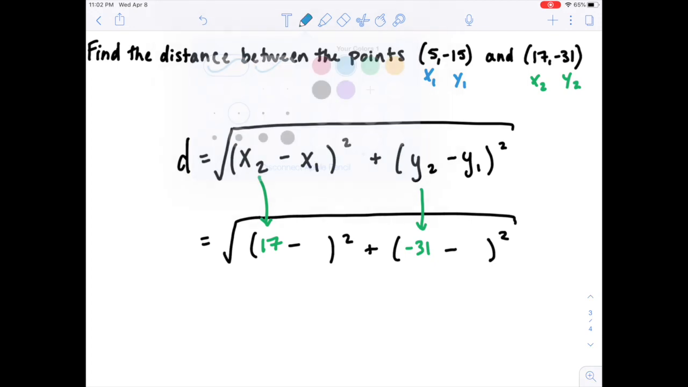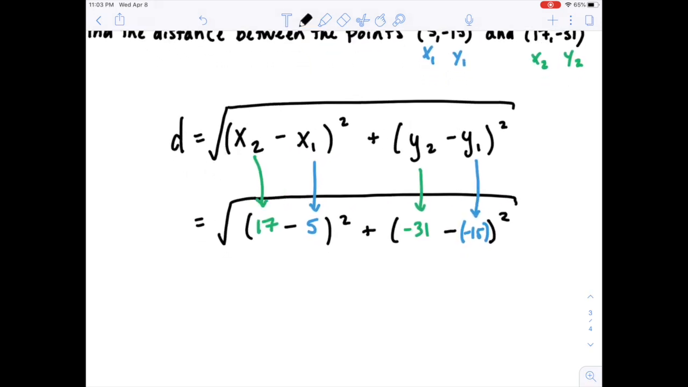Okay, switch over to blue. x1 is my blue x-coordinate, that's 5. And finally y1, that's my blue y-coordinate, that's negative 15. Okay, so I identified x1, y1, x2, y2, I plugged them in. Now I just have to simplify this, and we'll just simplify one step at a time.